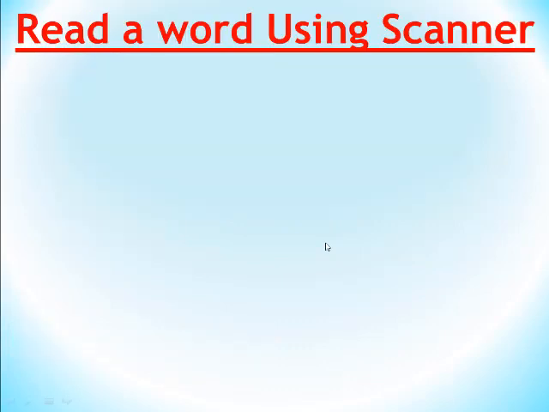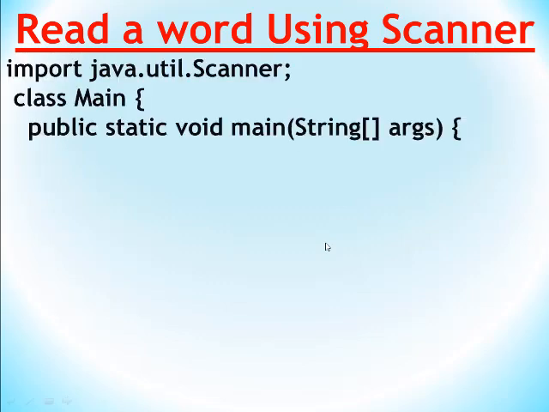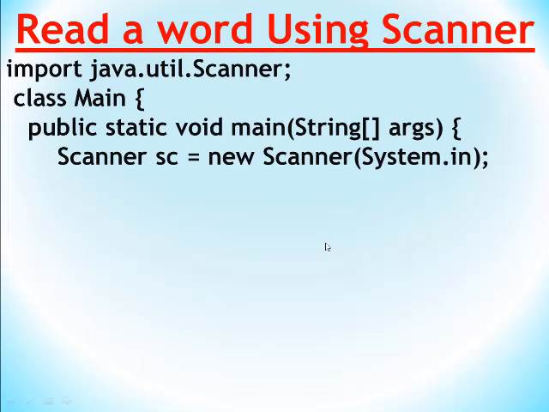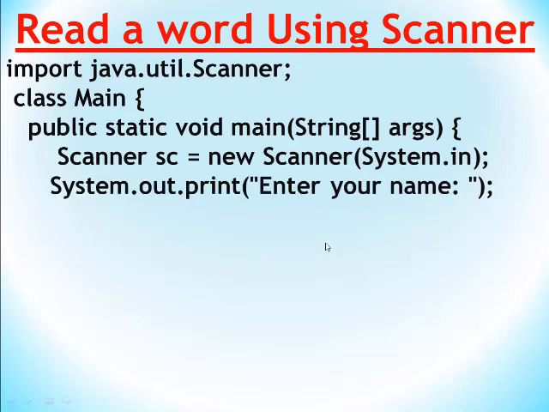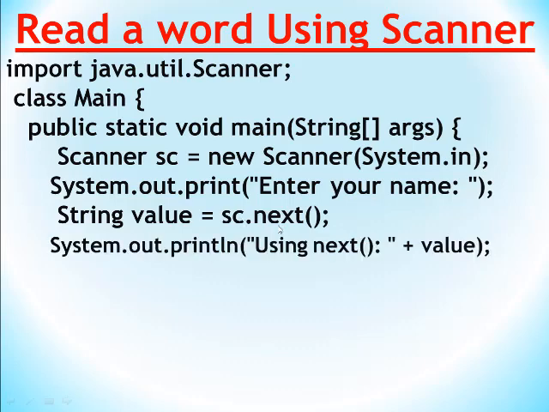Now how to read a word, a single word from the Scanner. So for that you have a method next. If you use nextLine, it will read a line of text, that will include space also. But if you want to read only a word, then you have to use sc.next here. This is to print the value of the string entered by the user.